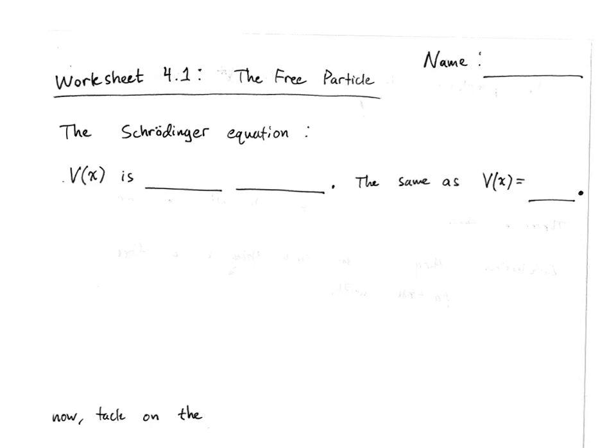So let's begin by writing down the Schrodinger equation as we know it. Negative h bar squared over 2m, second derivative of the wave function with respect to x, where the wave function is a function of x, plus the potential energy function times the wave function equals a constant E times the wave function.